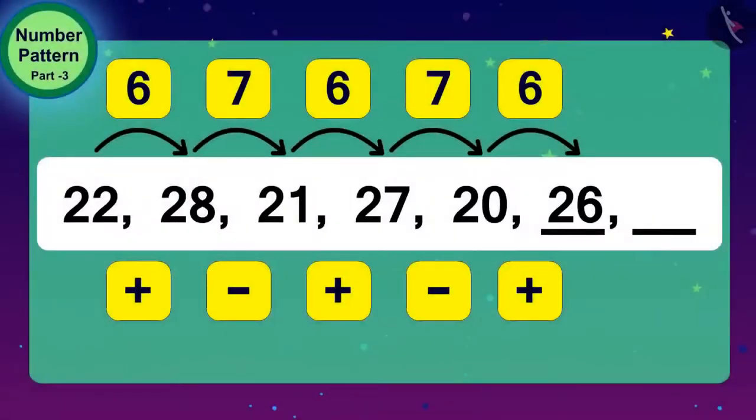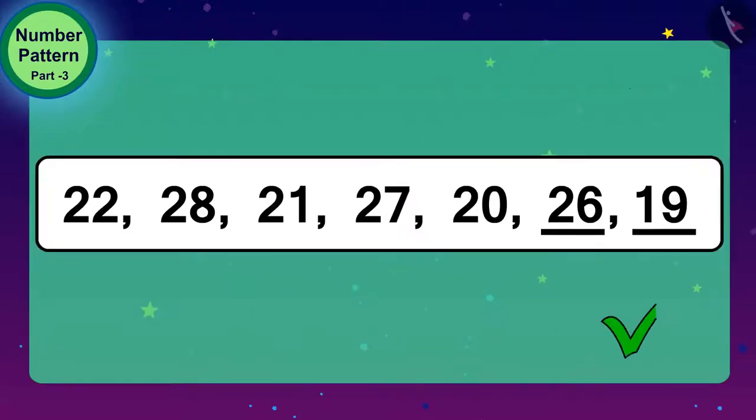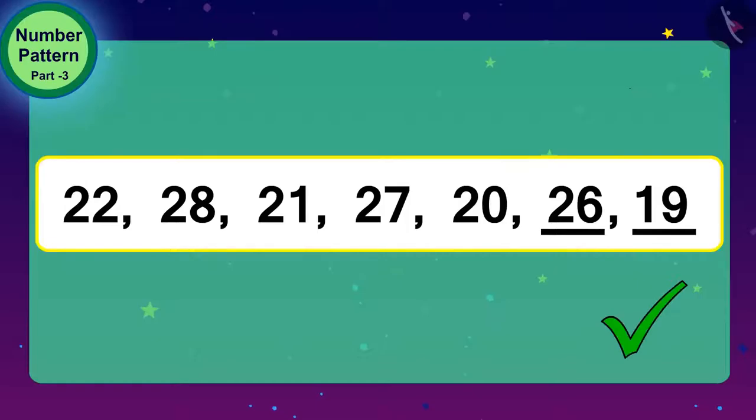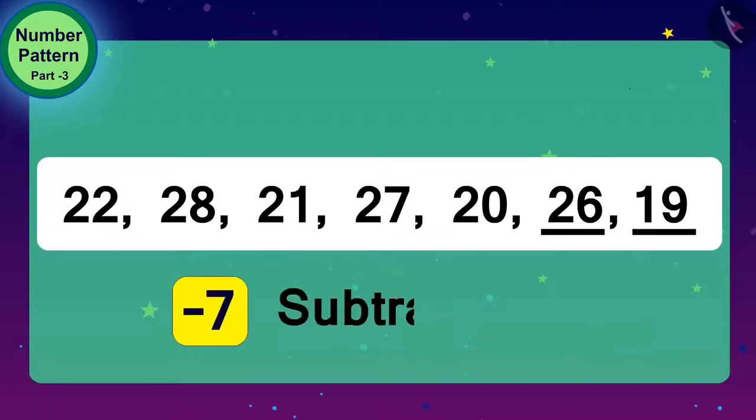And now what do we have to do to fill these other spaces? Yes, we have to subtract 7 out of 26. 7 less than 26? 19. Here we completed this number pattern perfectly by using the process of addition and subtraction.